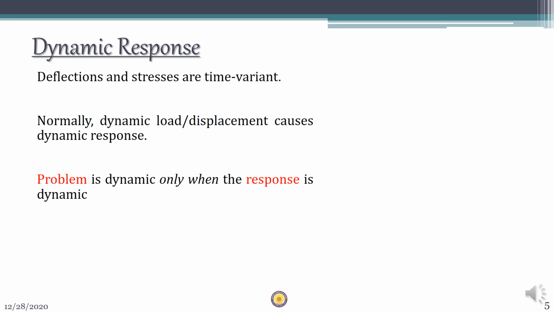Whenever a body is in dynamic motion, the response, deflection and stress are time variant. That means both the deflection and the stress vary with time. Normally in a dynamic problem the dynamic load is dynamic, and a problem is said to be dynamic only if the response is dynamic. That means the vibration is dynamic.